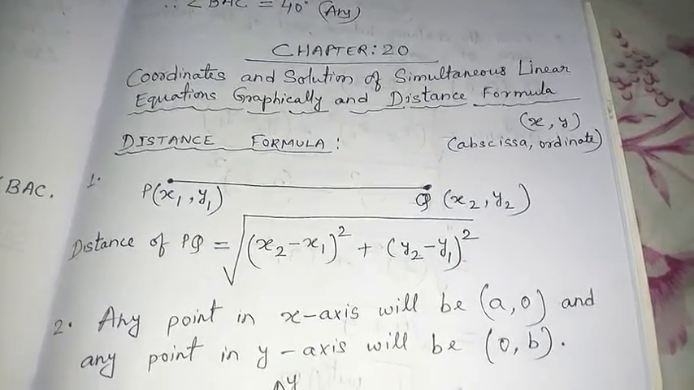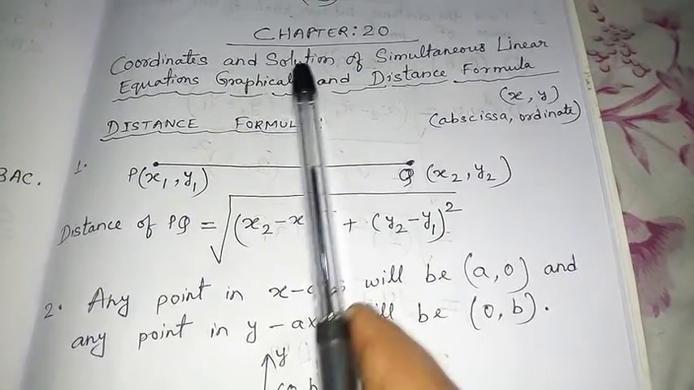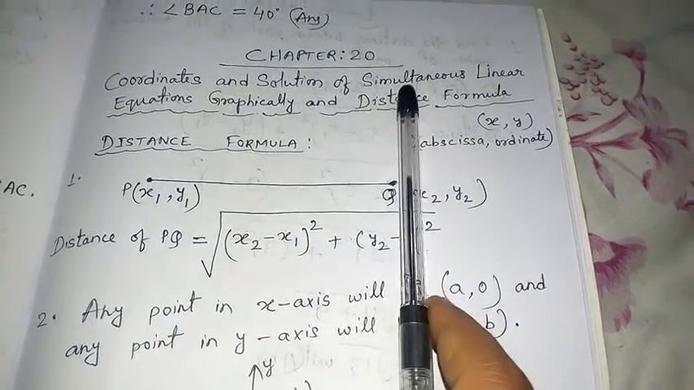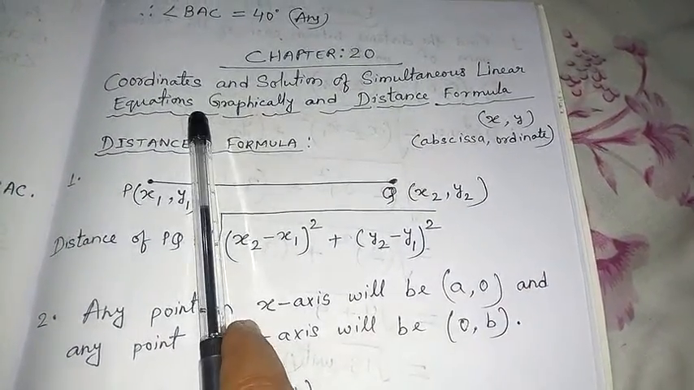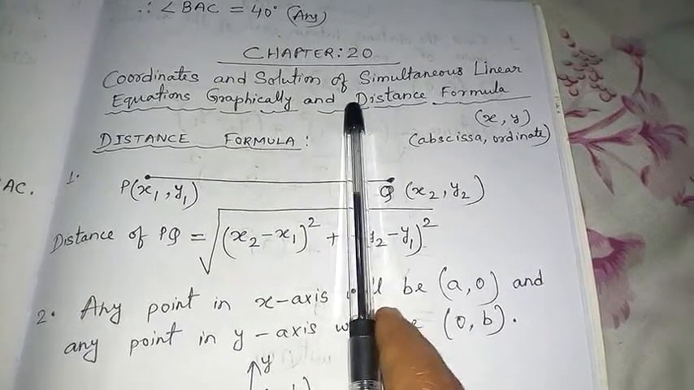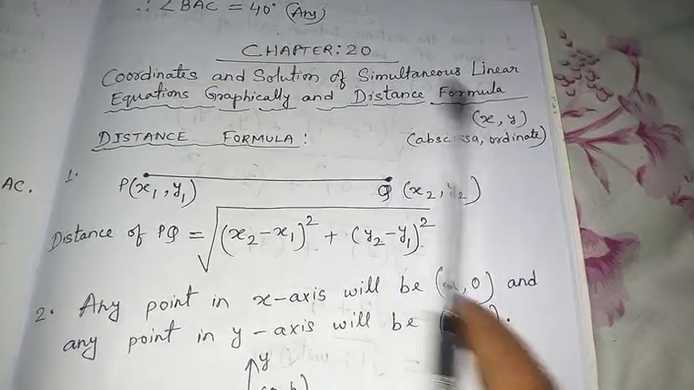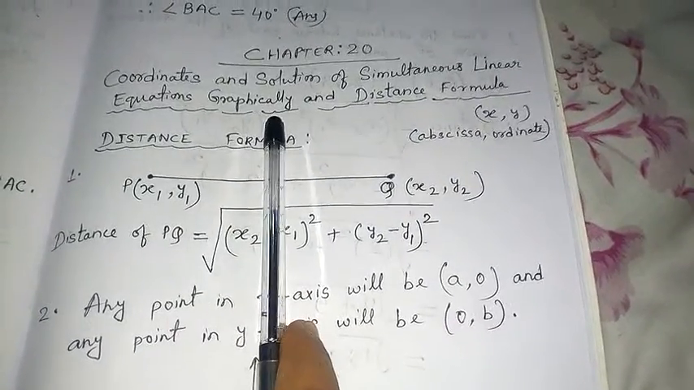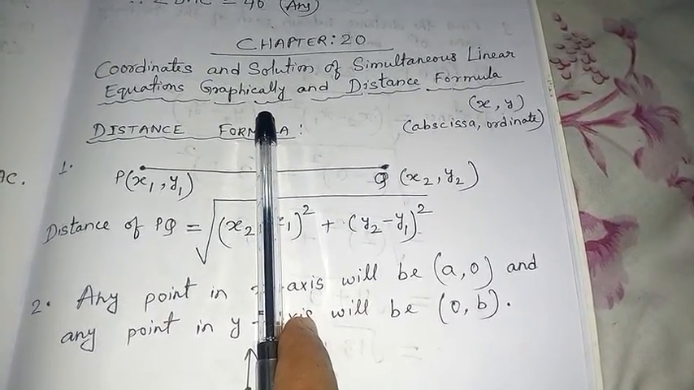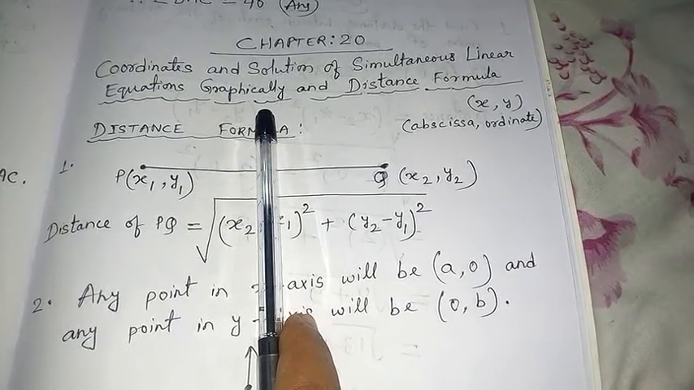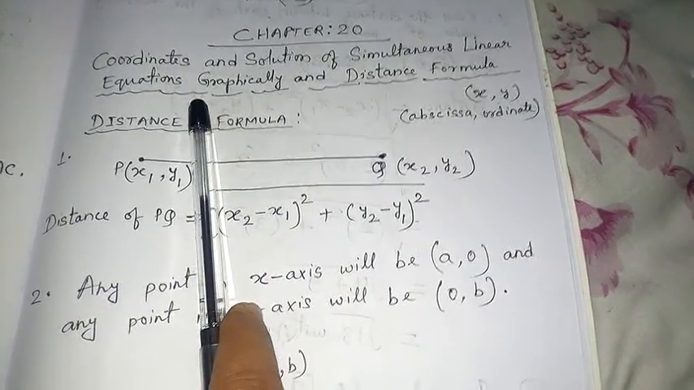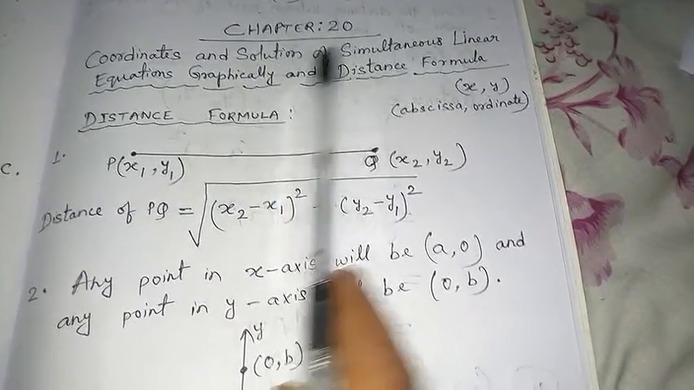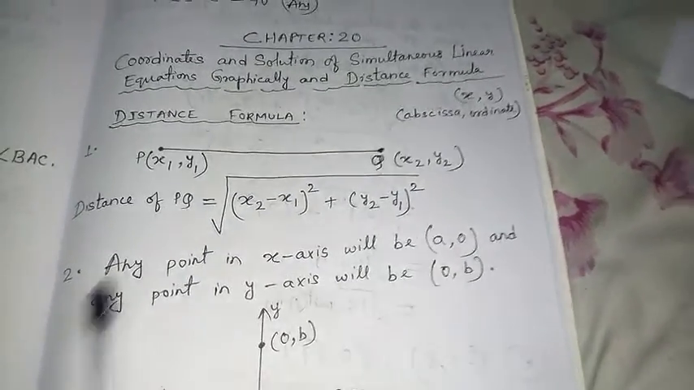Class 9 children, today we will begin a new chapter, chapter 20, coordinates and solution of simultaneous linear equations graphically and distance formula. Today I will begin with the distance formula, and the graphical portion we will do later, after your exam, after your next test. Please buy graph papers and then I will start the graphical equations. So today I will begin the distance formula part.